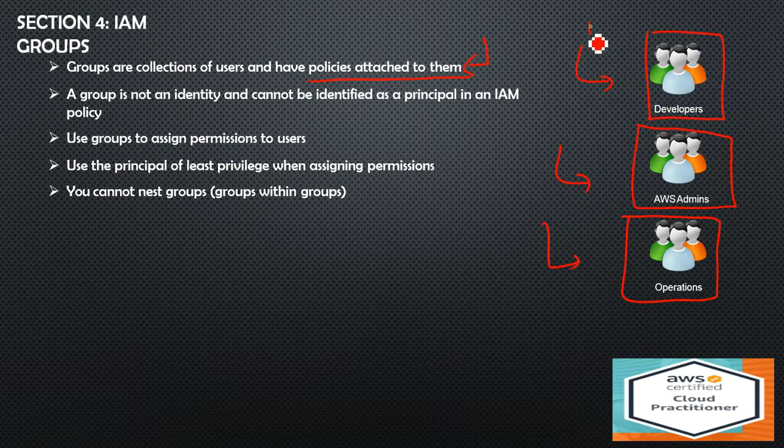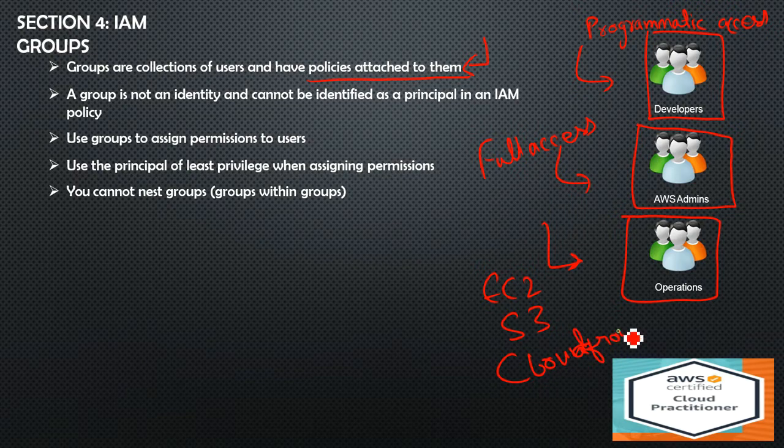So developers will have, say, programmatic access, and admins will have full access because they need to manage all the resources. And operations, right, they will have access to, say, EC2, depending on the operations they are handling. Maybe S3 if they are handling storage as well. Maybe CloudFront if they are handling the cache services and all those stuff, right? So that is the groups part.